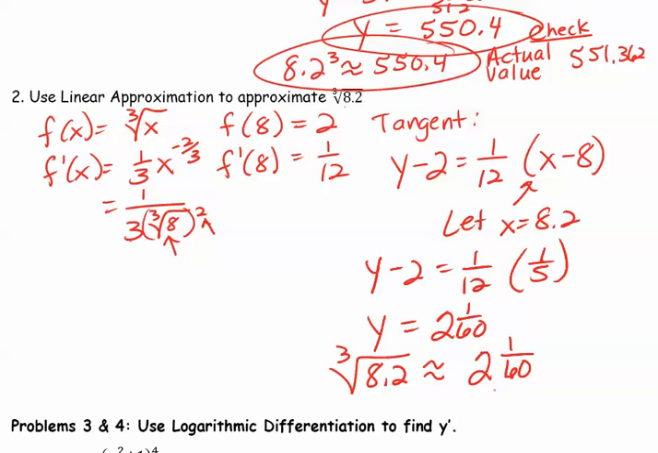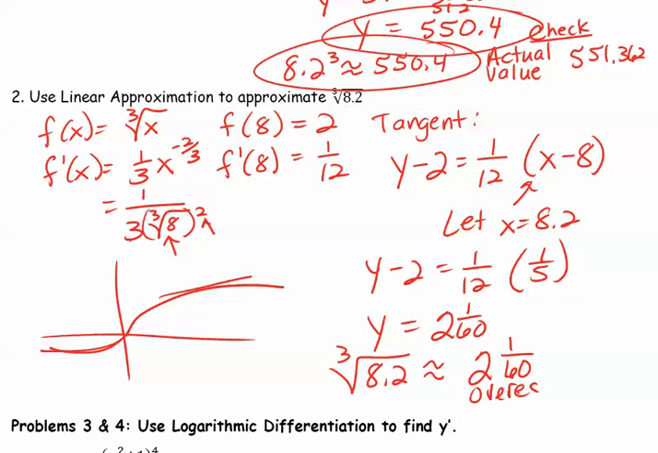That would be a little bit of an overestimate because remember what our cube root function looks like. Our cube root graph in that area is concave down. At 8 it is concave down, so if you were asked the question you could say that this is an overestimate. But still should be a pretty good estimate.